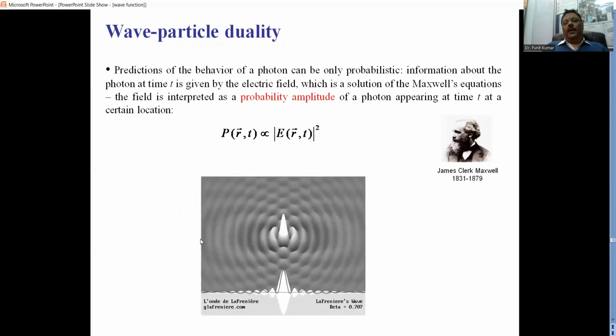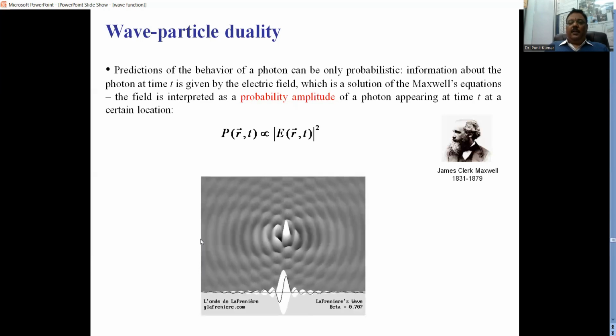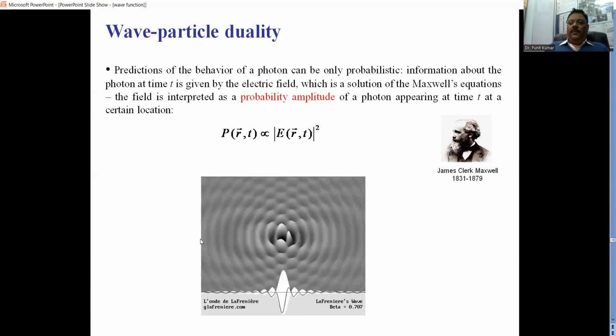So the wave-particle duality signifies that the probability of finding a photon at a particular time t at a current location r is proportional to the square of the amplitude of the electric field, since the information about the photon at the time t is given by the electric field, which is a solution of Maxwell's equation.